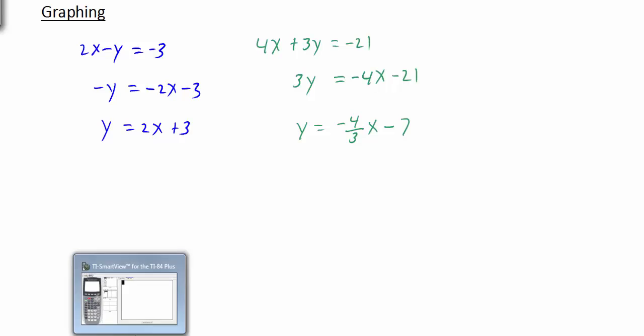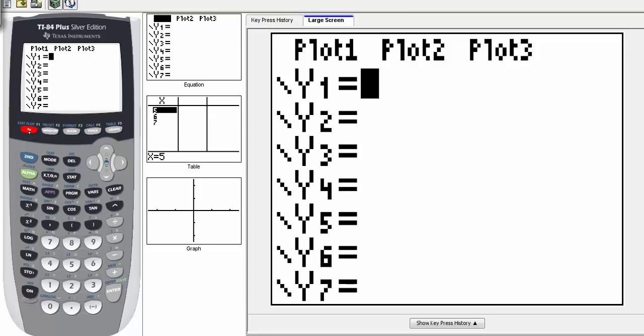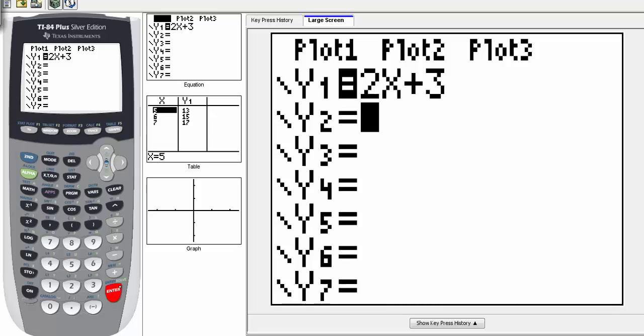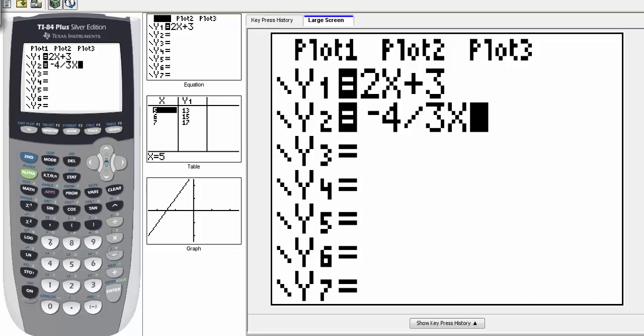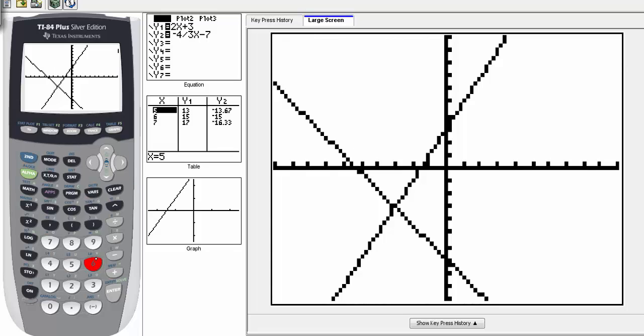So we're going to go to y equals, and we'll type in 2x plus 3 for the first equation. And the second equation would be -4/3 x minus 7. And I'm going to go to zoom 6 for the standard view. And that looks pretty good.